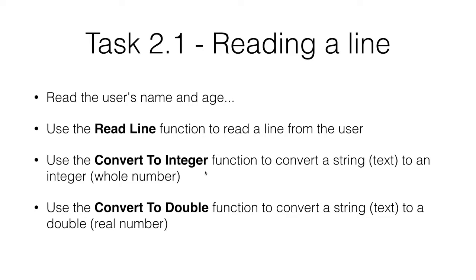Convert to integer is a function that takes a string and gives you back the whole number that's embedded within that string. Convert to double does the same thing, but gives you back a real number rather than a whole number, assuming that's what the user entered. So let's have a go at reading in the user's name and their age.